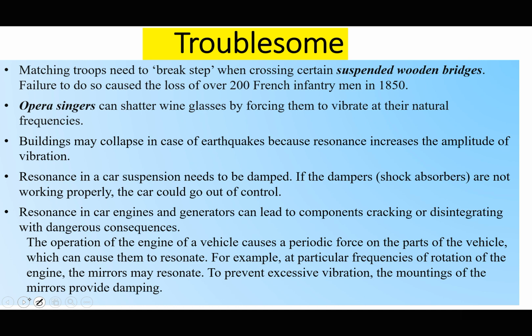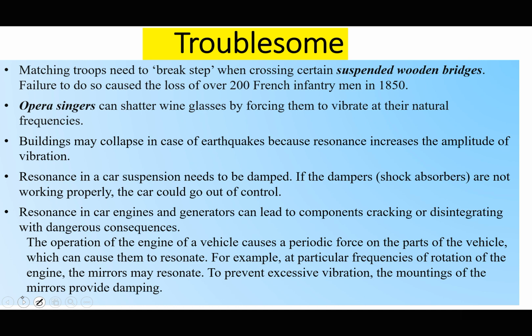The operation of the engine of a vehicle causes a periodic force on the parts of the vehicle, which can cause them to resonate. For example, at particular frequencies of rotation of the engine, the mirrors may resonate. To prevent excess vibrations, the mountings of the mirrors provide damping. So in good cars, the mountings of the mirrors provide damping because the designers expect that there is a possibility of resonance to occur, which could cause the mirrors to get shaken apart and destroyed. So the mirrors are fitted with dampers because they know the resonance effect could lead to their destruction.